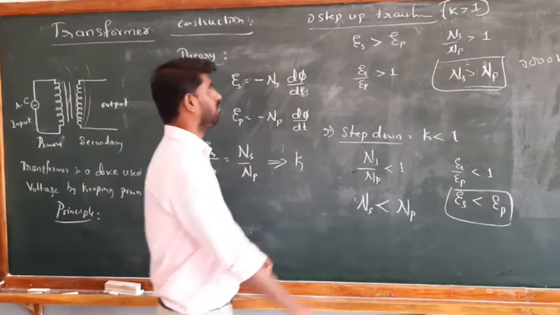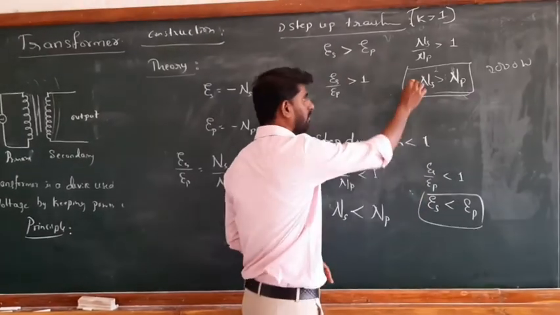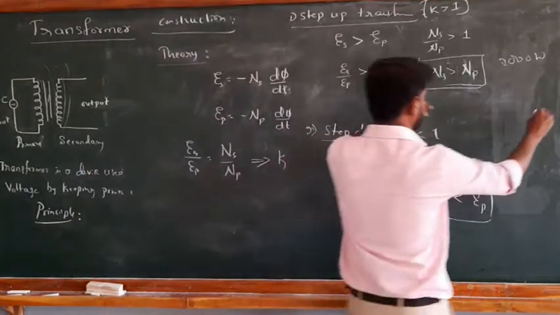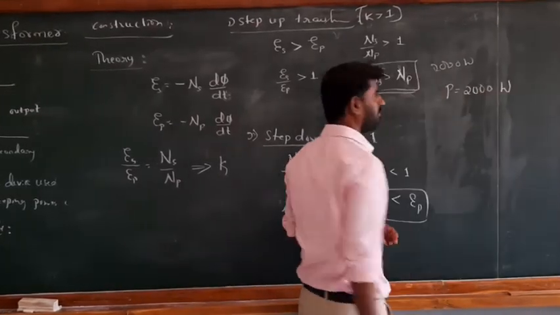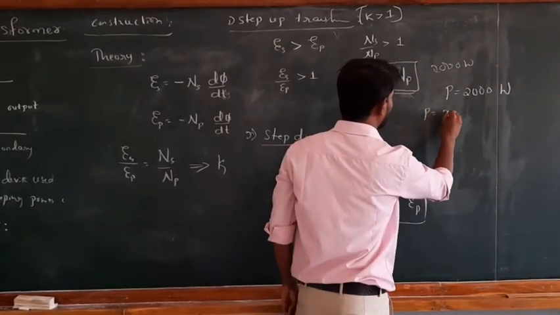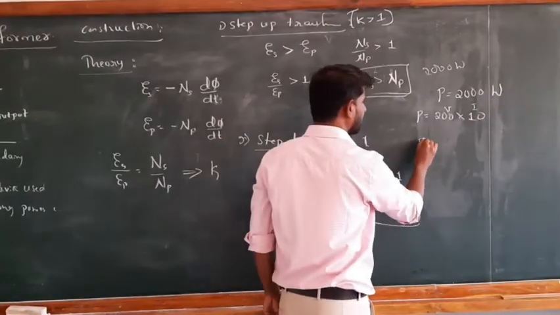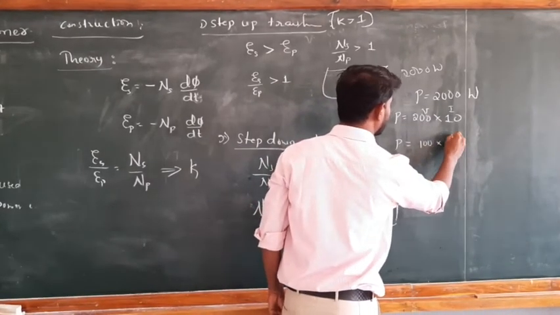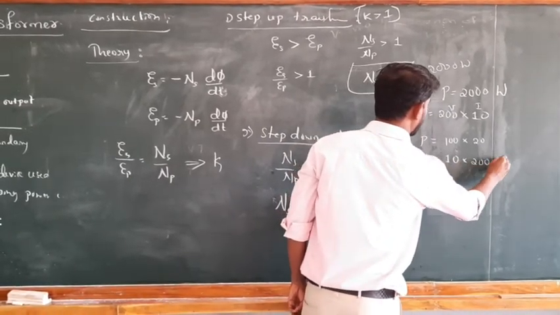Here you may reduce the voltage, or you may increase the voltage, but in both cases the power will be the same. For example, we are maintaining a power of about 2000 watt, so I can send it as 200 volt and 10 ampere current, or I can send it as 100 volt into 20 ampere current, or I can send it as 10 volt into 200 ampere of current.